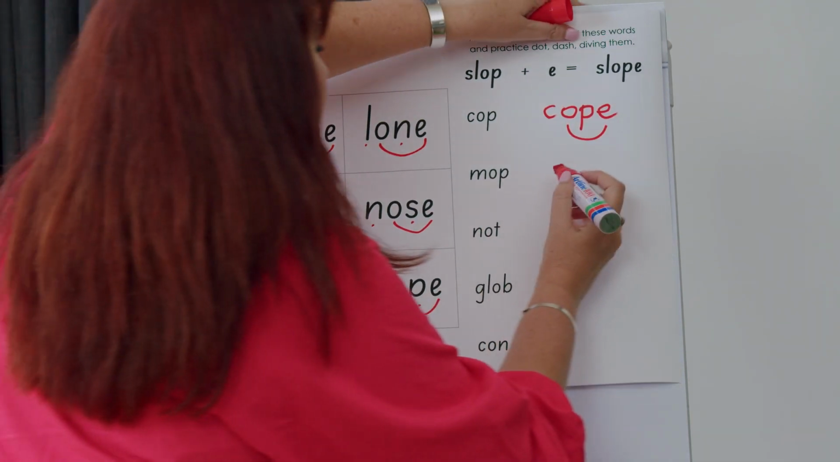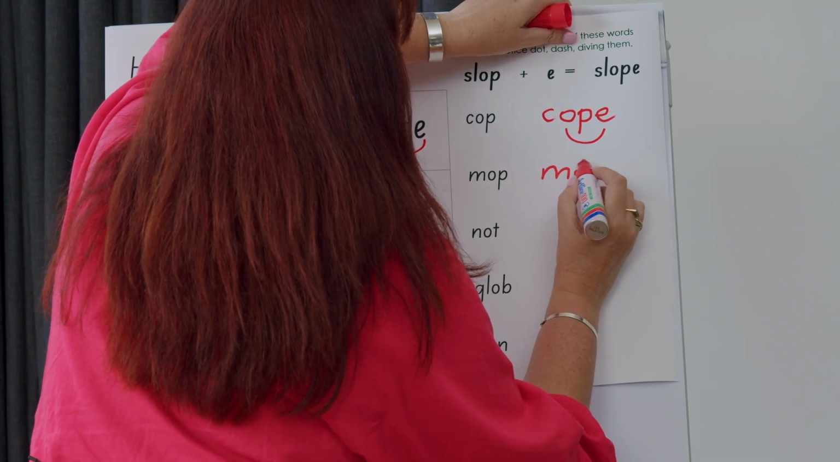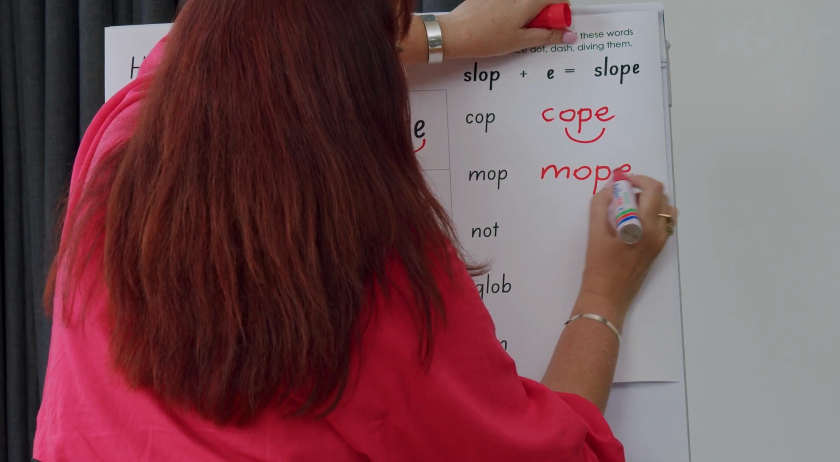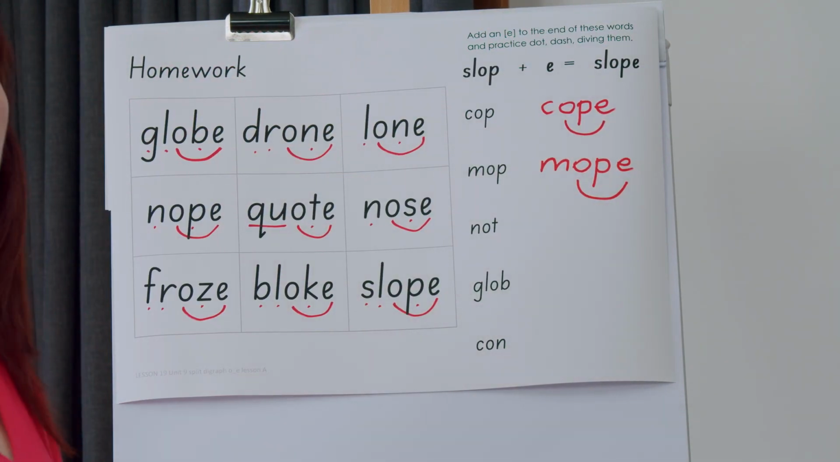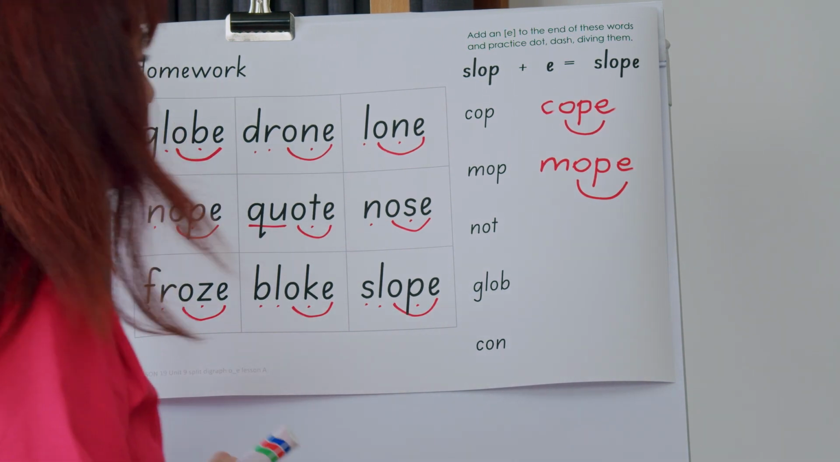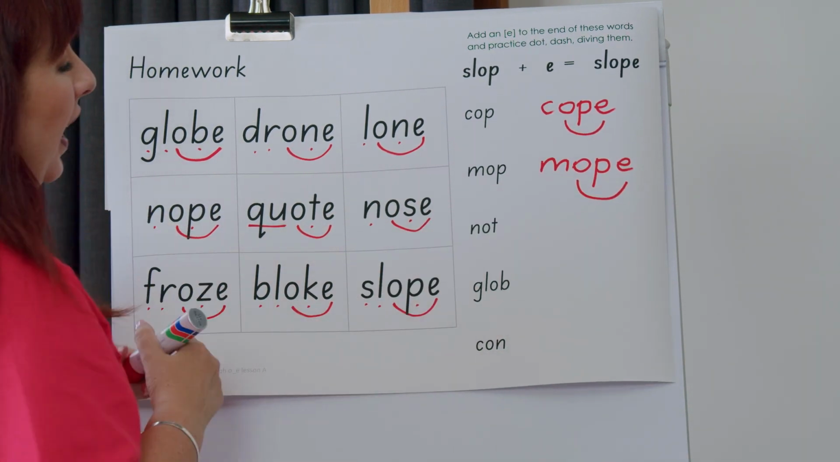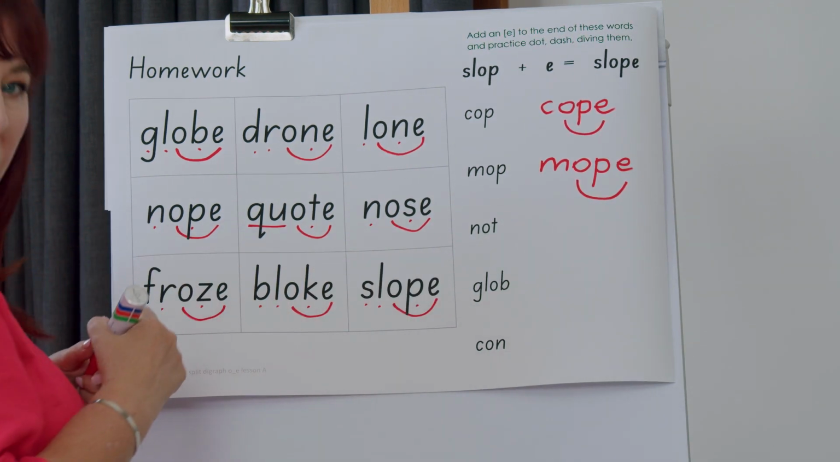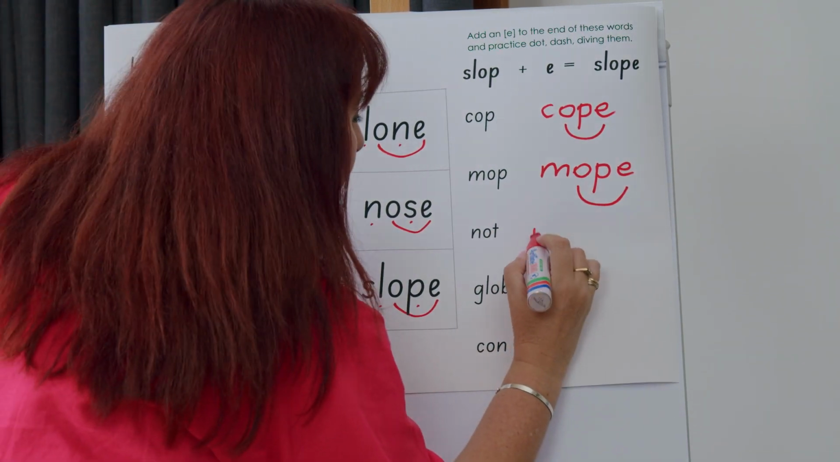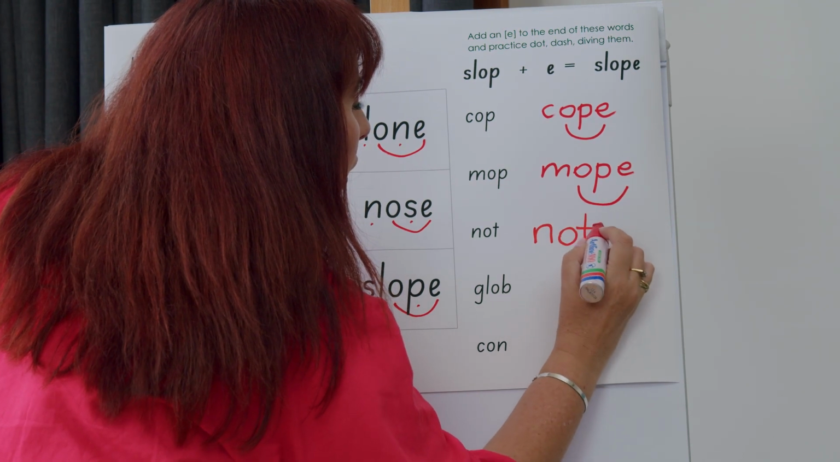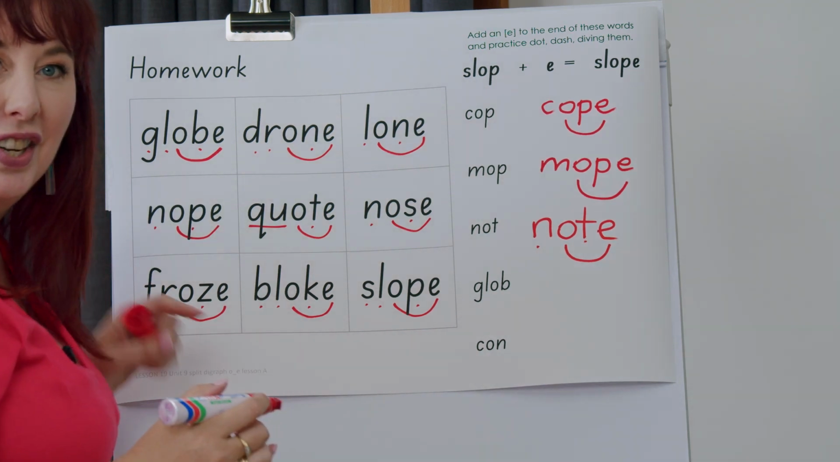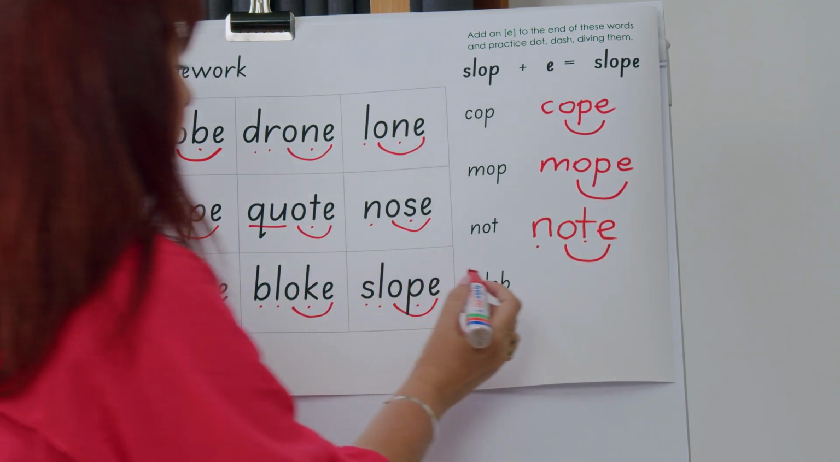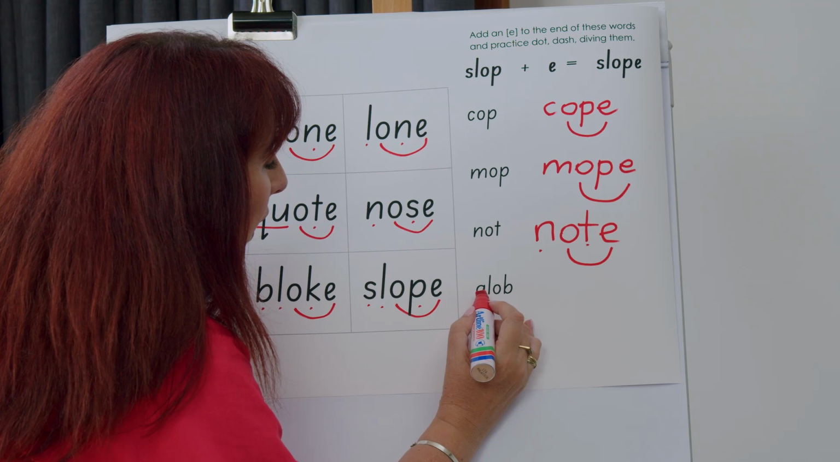Let's see what happens if we add that split digraph E. Mope. I'm going to mope about. I'm not going to do anything. Moping's boring, isn't it? Our next word is not. Note. I left a note for the tooth fairy. Good job. Oh my goodness, my favourite word again.